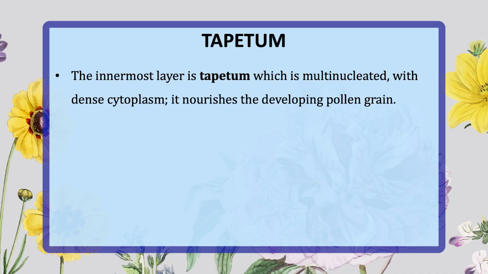A very important function is performed by tapetum, which is the innermost layer. It is multinucleated with dense cytoplasm. It nourishes the developing pollen grain. If it gets malnourished, then we will not get viable pollen grain and sexual reproduction will fail.